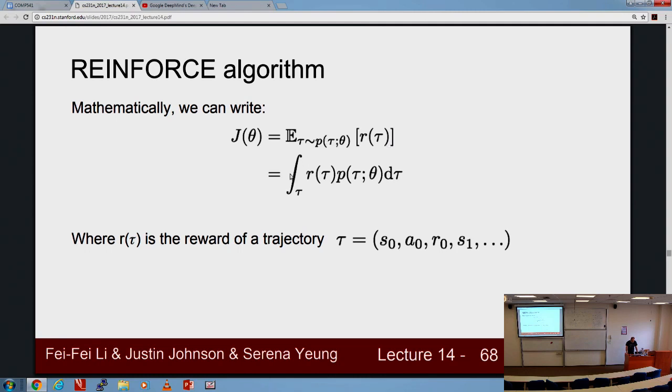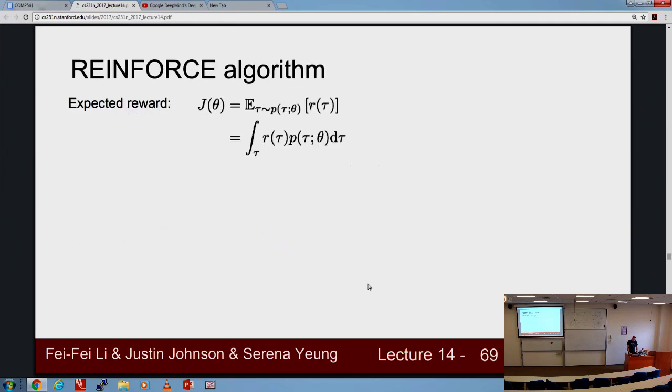And this expectation can be written as this integral, right? So here, R of tau is the reward of a trajectory, which I called episode, also called the trajectory. And the trajectory is basically state 0, action 0, reward 0, state 1, action 1, reward 1, etc. until the end of the episode. Okay? So this is the thing that I want to maximize, this integral. Any questions? So far, so good?